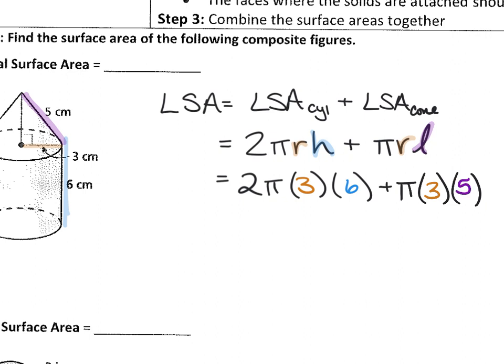So now that we have all of these things in here, we're going to turn to our calculator. Remember, I want you to show me the work by doing the first part up to the plus sign, the second part after the plus sign, then adding those numbers together. So if you would please put 2 times pi times 3 times 6 in your calculator, or go grab a calculator if you don't have one yet.